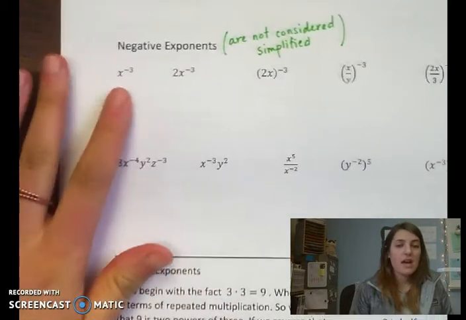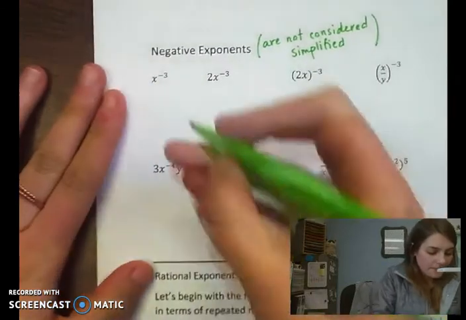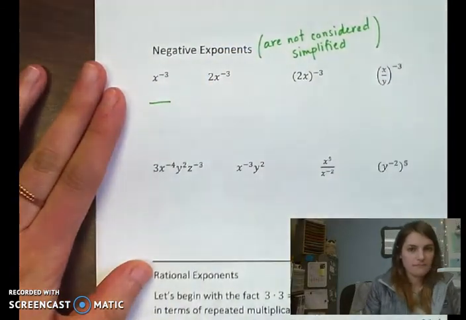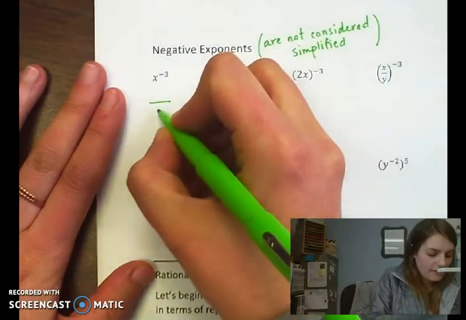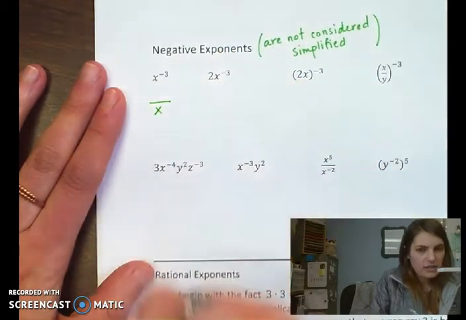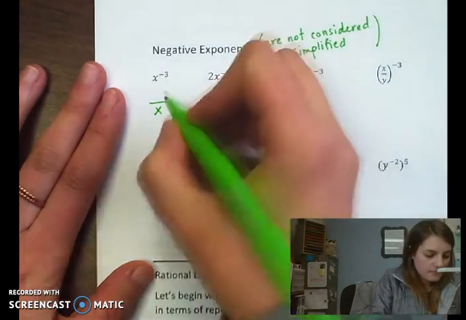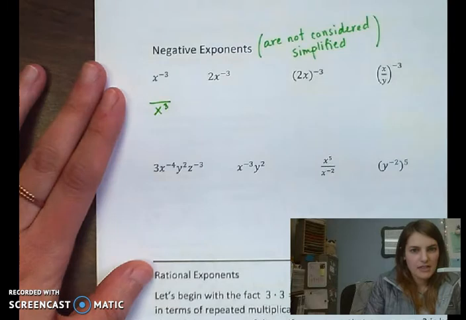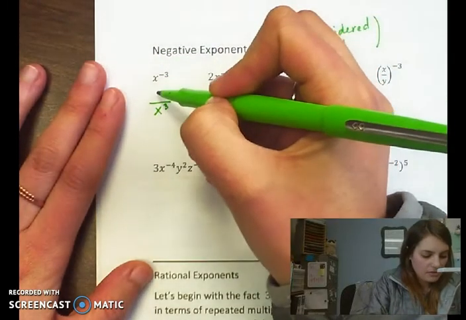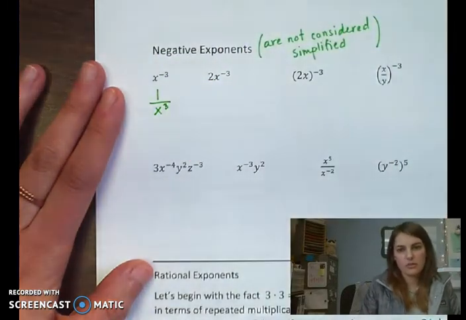Okay. X to the negative 3. That's a fraction bar. And this means that to simplify this, I'm going to have to move that to the bottom and then make my exponent positive. And then there's nothing left in the top, so I'm going to hold the place with a 1.